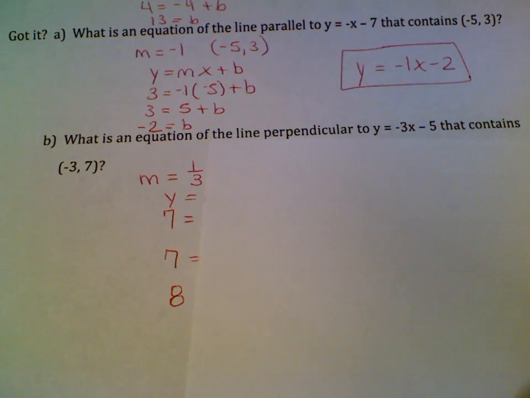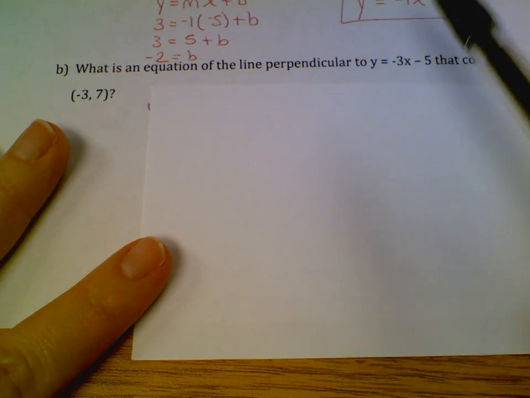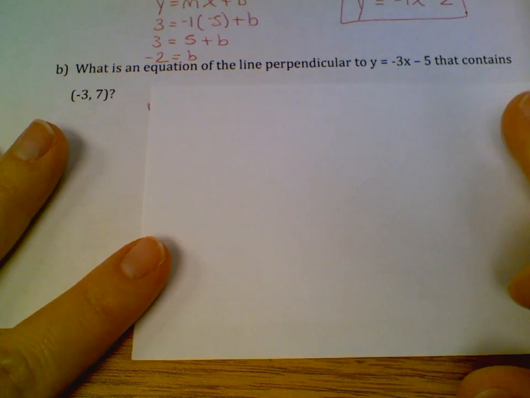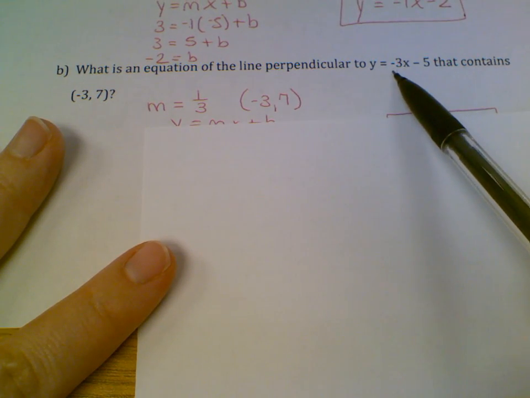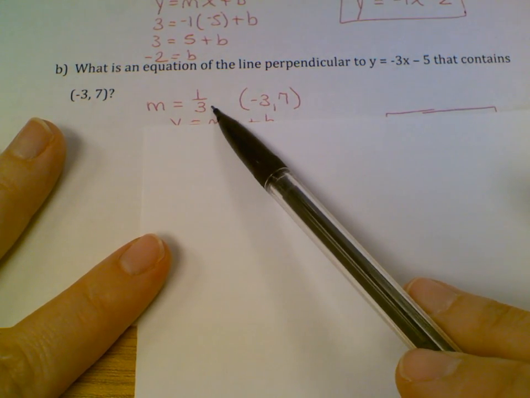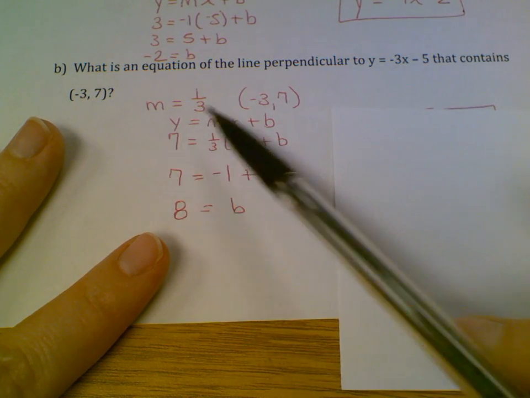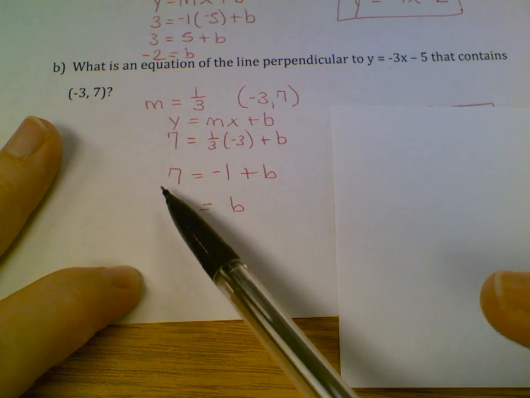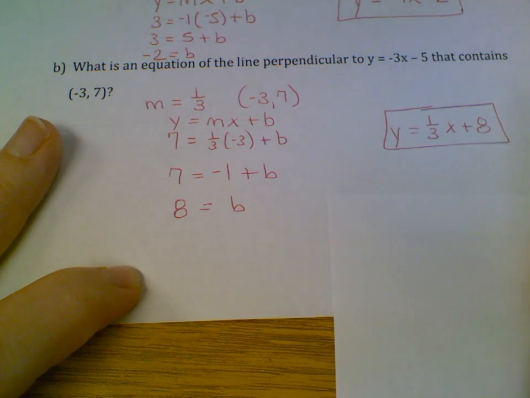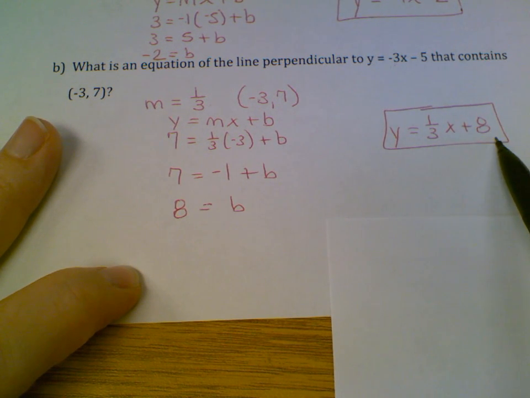Now let's look at a perpendicular question. Since I'm doing perpendicular, this slope has to change. So I'm doing the opposite and reciprocal of negative 3, which means it's going to become positive 1/3. Now I'm going to plug in my point, 7 for y and negative 3 for x, and then I'm going to multiply and add 1 over. So my new equation would be y equals 1/3 x plus 8.